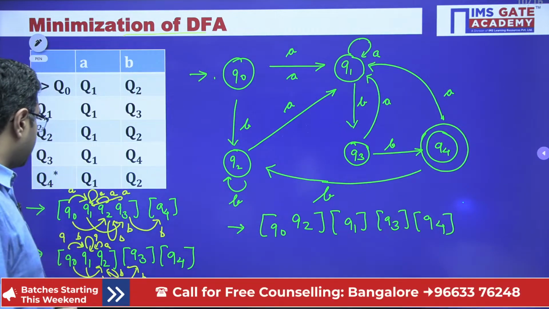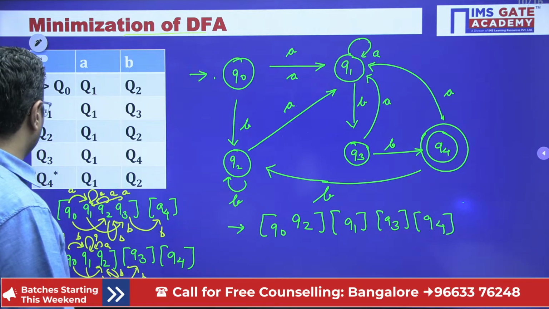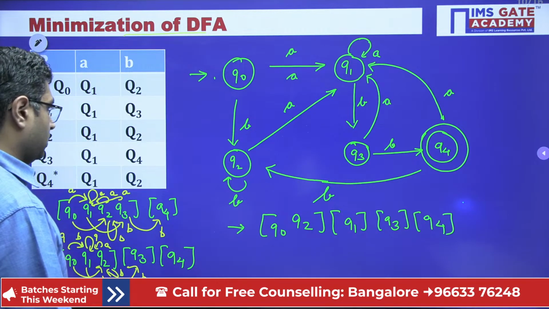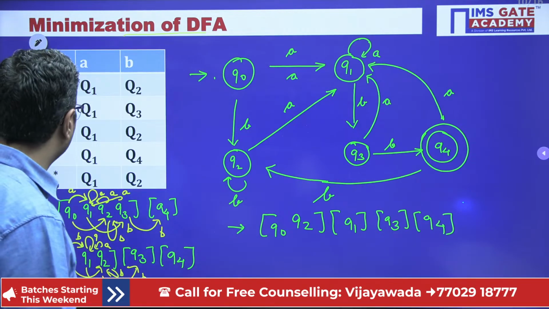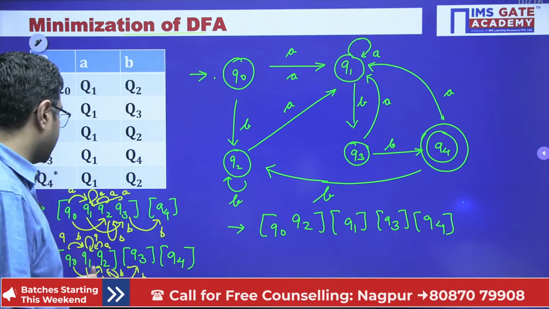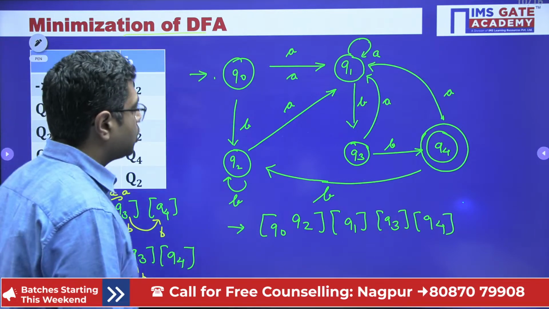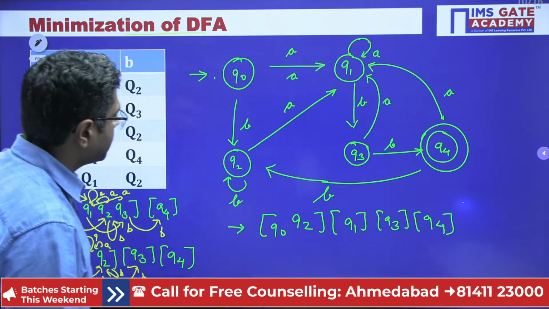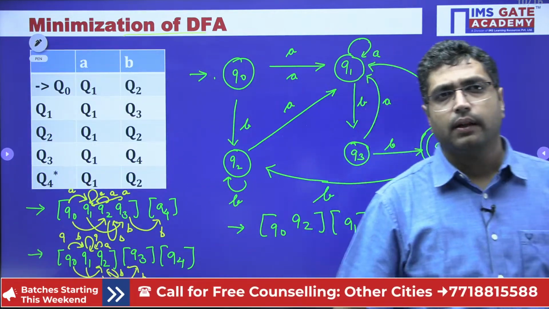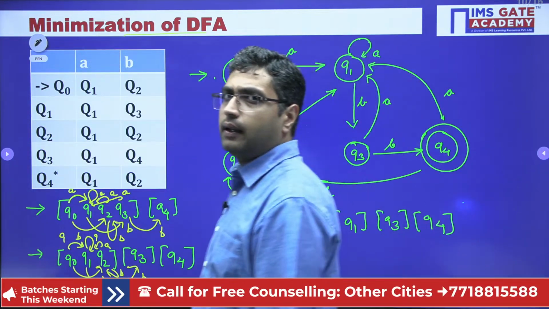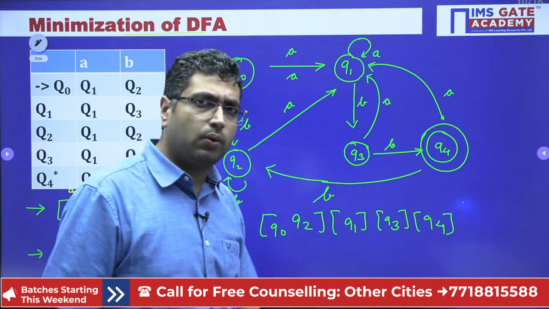Why did we separate Q1? Q0 on B is going to Q2, Q1 on B was going to Q3, a different set. Q2 on B was going to Q2 itself, that is the same set. So Q0, Q2 need to be merged. Q1, Q3, Q4 will be separated. Now let's see Q0, Q2 behavior again. And if they stabilize, then we do not need to go any further.